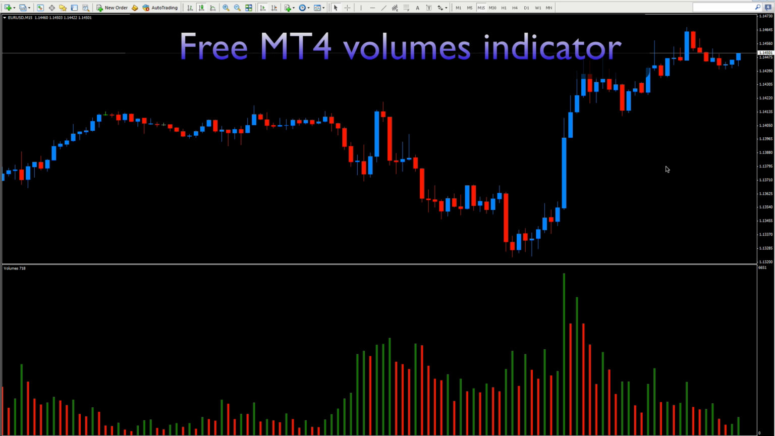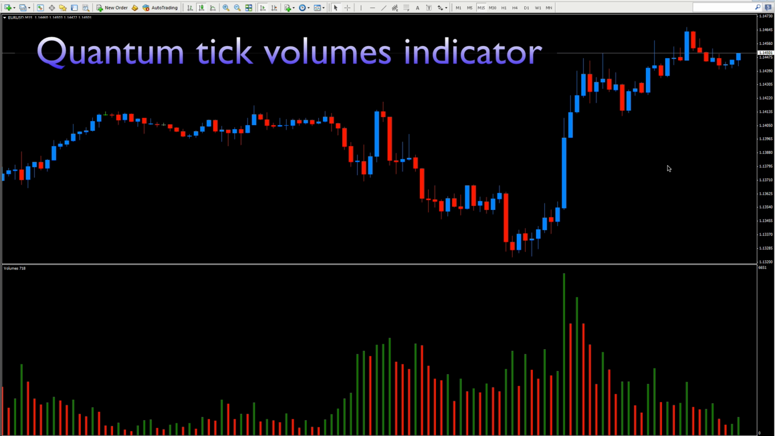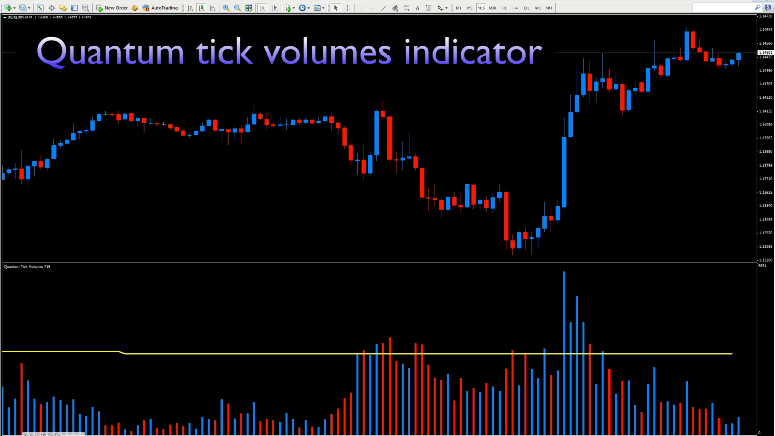So we've developed the quantum tick volume indicator to try and help overcome these. If we now select exactly the same chart, and here you can see this is exactly the same time frame, same chart, we've now applied the quantum tick volume indicator to it.